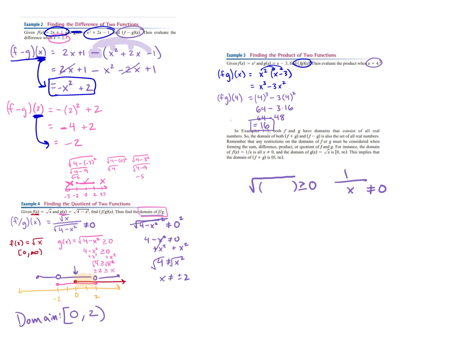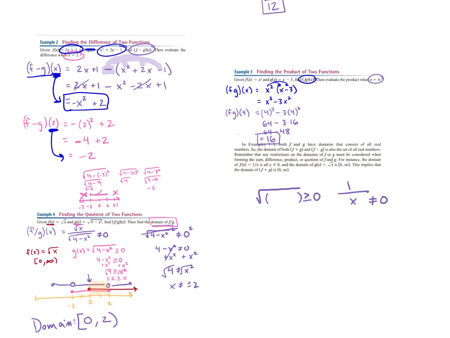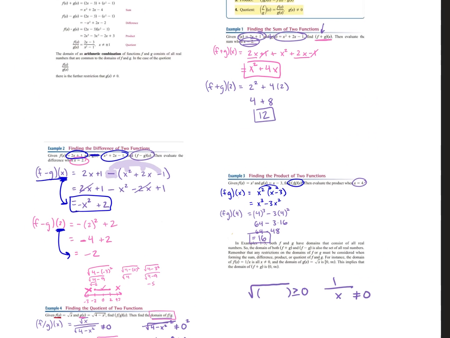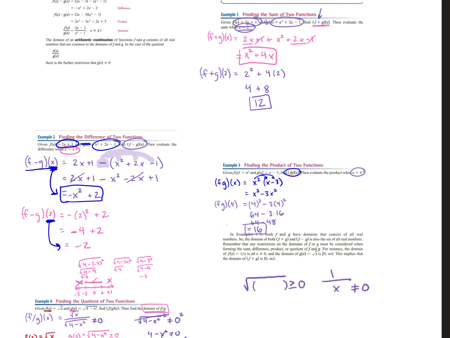For questions like example 1, my domain for both of these functions are all real numbers, and my domain for the addition part is all real numbers because I don't have a fraction and I don't have a square root. So if this question asks me for the domain, it would be all real numbers. So the only time you have to be careful with your domain is if you have a fraction or if you have a square root.